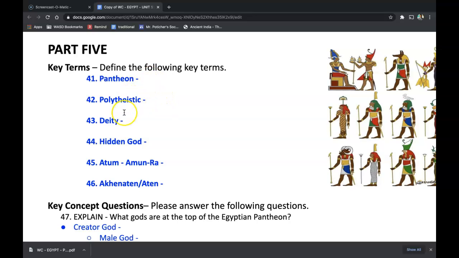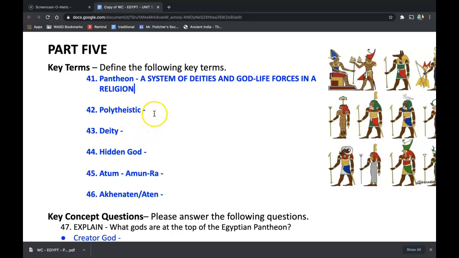In Egyptian history and culture, a pantheon is basically a system of deities and godlike forces in a religion. Polytheistic as a key term just basically means a belief in many gods or spirits. You could use that operative term as well. And a deity, of course, is a central force or a figure in a religion.